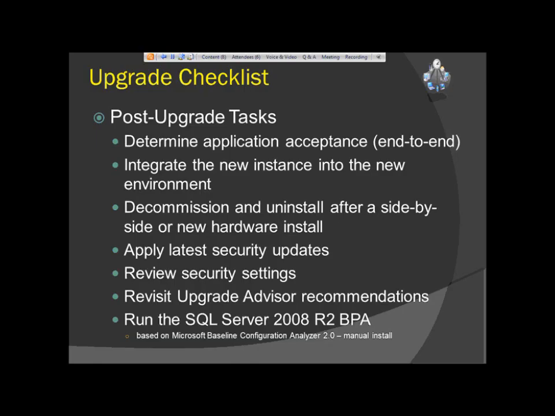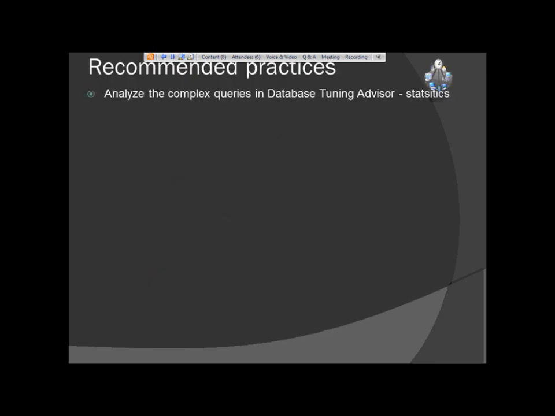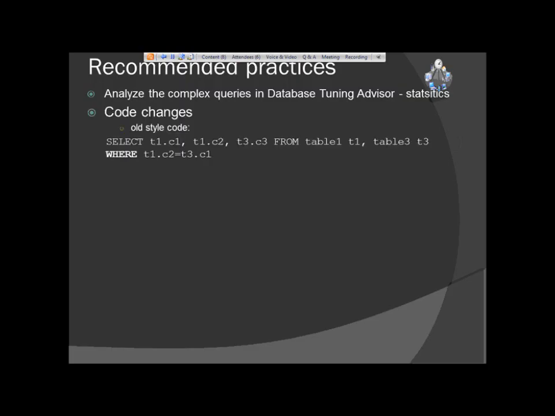Even once you have upgraded successfully and been running for the last three months, you can run upgrade advisor again. And you need to run the best practices analyzer, as I mentioned previously, which is on SQL 2008 R2. Recommended practices: obviously, if you have complex queries, you can take help of the database tuning advisor, and certain code changes. For example, if in your SQL 2000 you have such-and-such code, you can change it like this, because the old style, where column equals column, is discontinued from now on, as it's replaced with join.